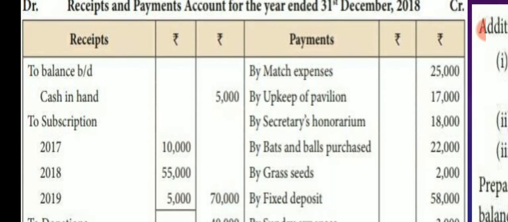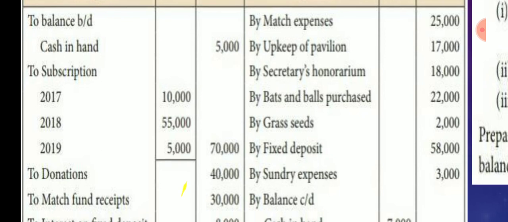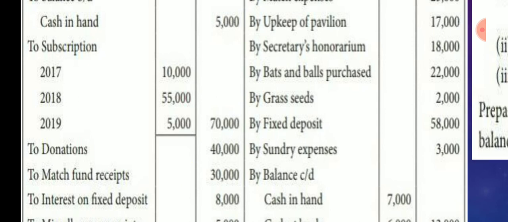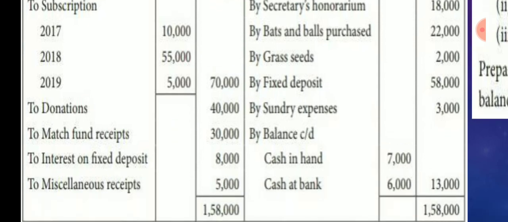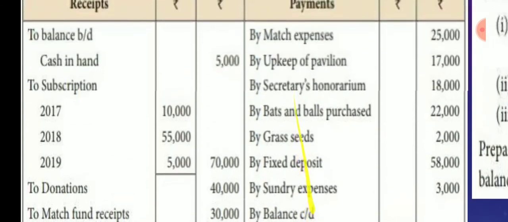To subscription, 3 years subscription value is given. 2017 10,000, 2018 55,000, 2019 5,000, totally 70,000. To donations 40,000, to match fund receipts 30,000, to interest on fixed deposit 8,000, to miscellaneous receipt 5,000.